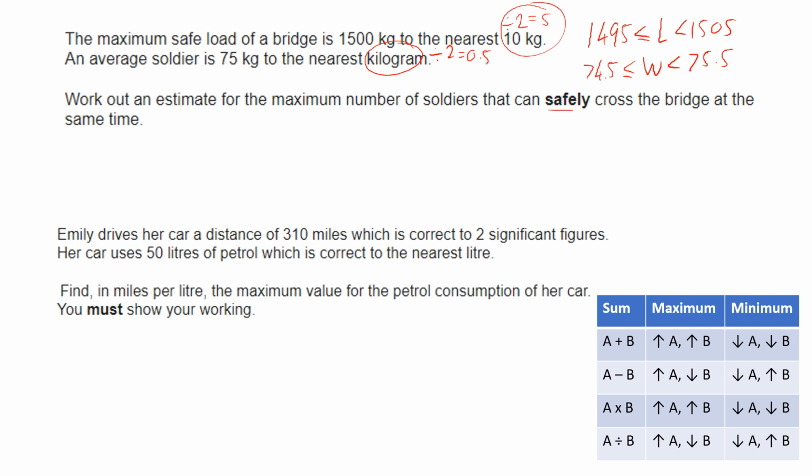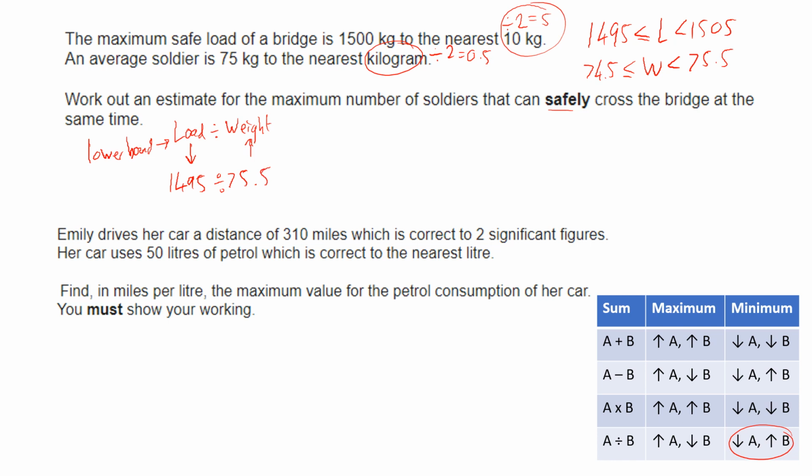So this is a division. We want to do the load of the bridge divided by the weight of the soldiers that are actually crossing it. Now if we want that word safely in here, we're actually looking for the lower bound. We want to say no matter how accurately we've done these soldiers, these guys will definitely get across. So if we want a lower bound for a division, we want to do the lowest value of the load divided by the highest value of the weight. And that's going to be 1,495 for our load, 75.5 for our weight.